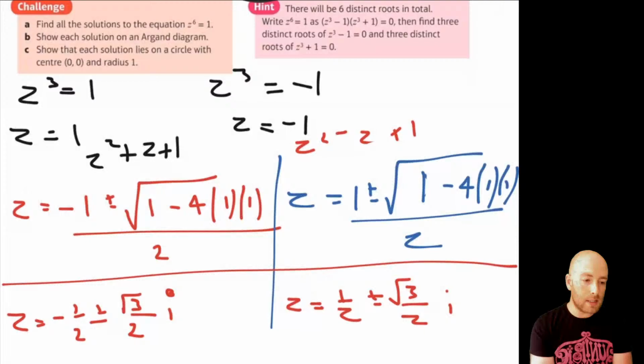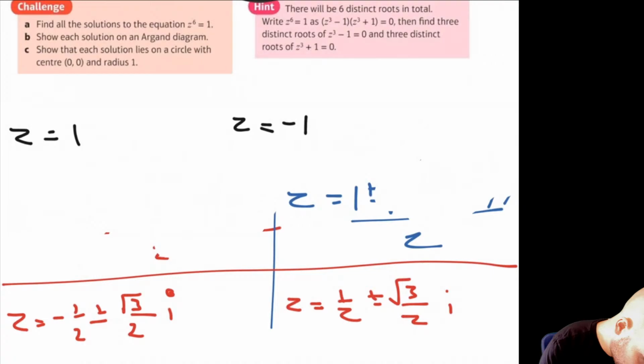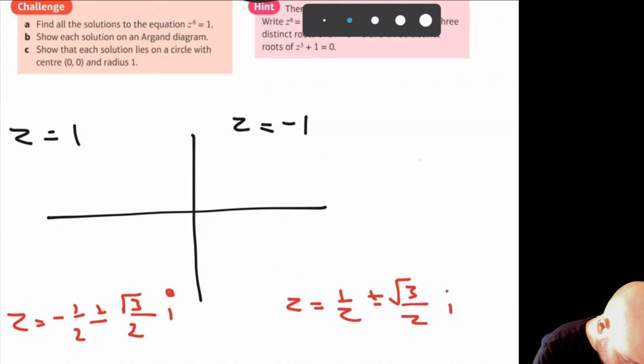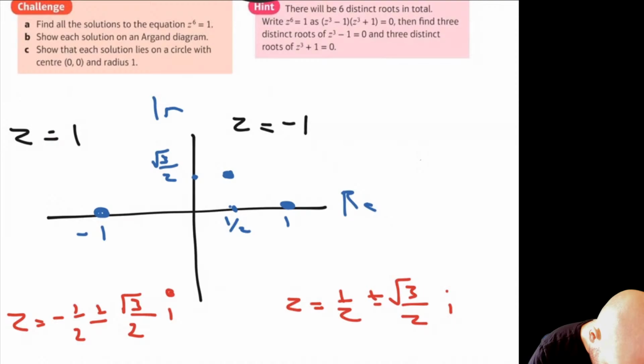All right. The rest of the question then is relatively straightforward. To show each of these on an Argand diagram. So we get a kind of simple answer, the real parts and the imaginary. We get 1. We get minus 1. We also get a half, so if I put half there, plus root 3 over 2i. It's going to go there. Or we get a half minus root 3 over 2i, which is going to be there. And then we also get minus a half, plus or minus root 3 over 2i, so we get there. There as well.